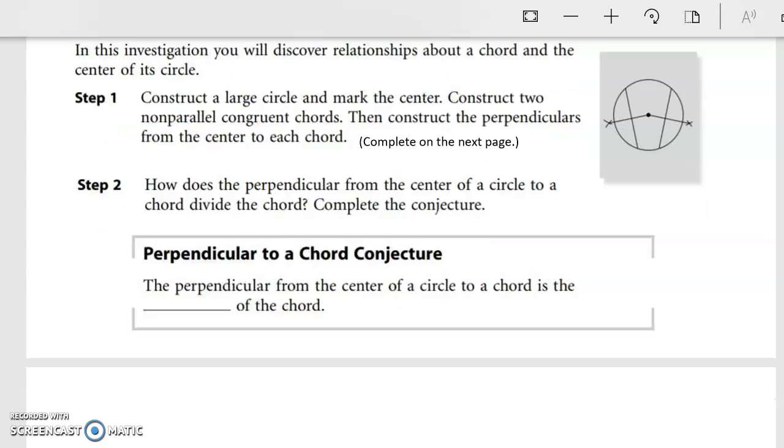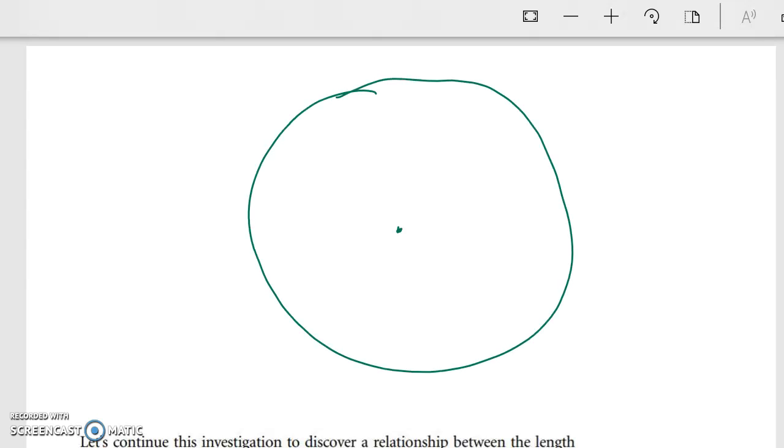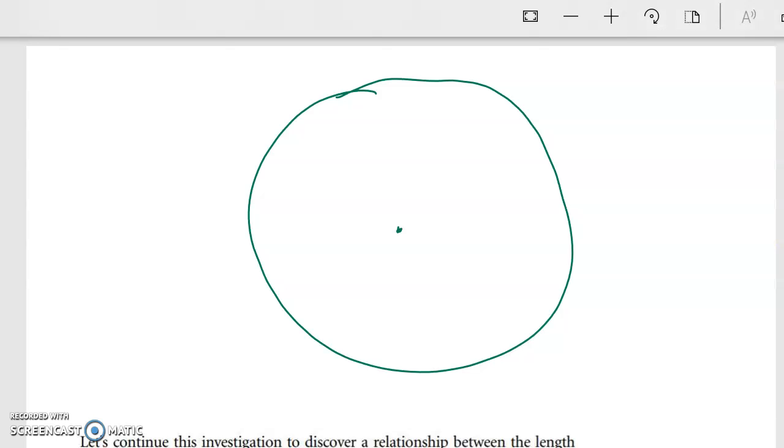All right, so let me walk you through this. Mark your center. Take your compass. Draw your circle. We're going to do the congruent chords exactly the way we did last time. So again, pick a spot on your circle. Swoop your compass. Find an endpoint. Make the chord.